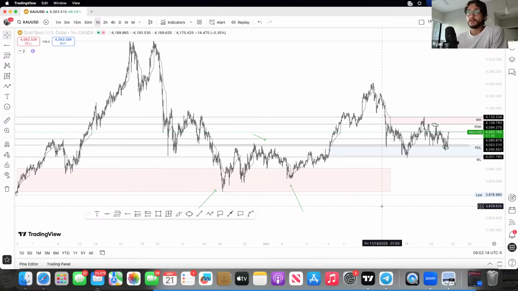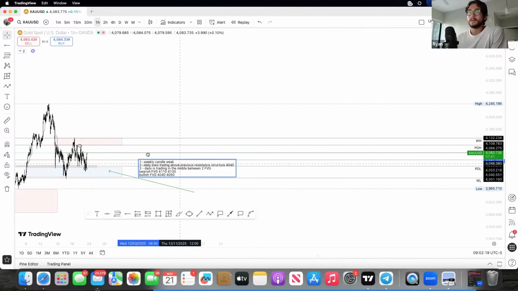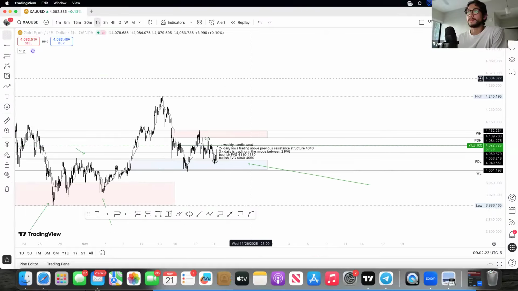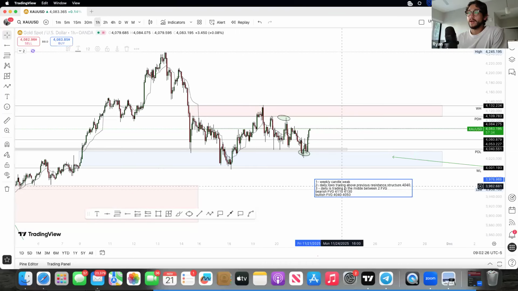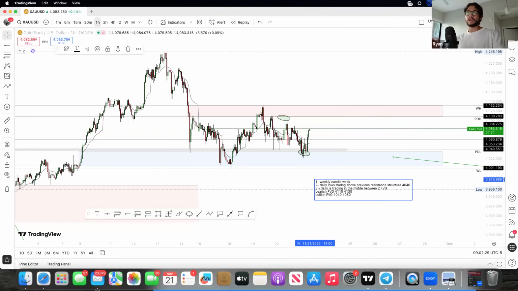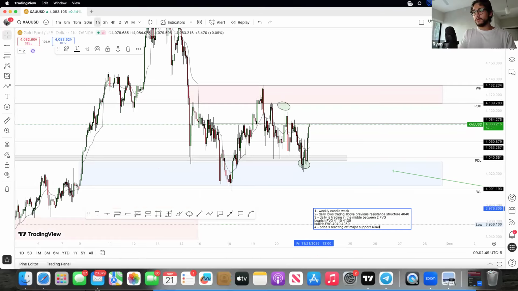Where is this? Okay, right here. We're going to go back here towards the notes. And in the notes, we already identified, so we have daily trading, but now we're going to go down to our intraday structure. So we're going to put 5, price is reacting off major support. We're going to put this at 40.